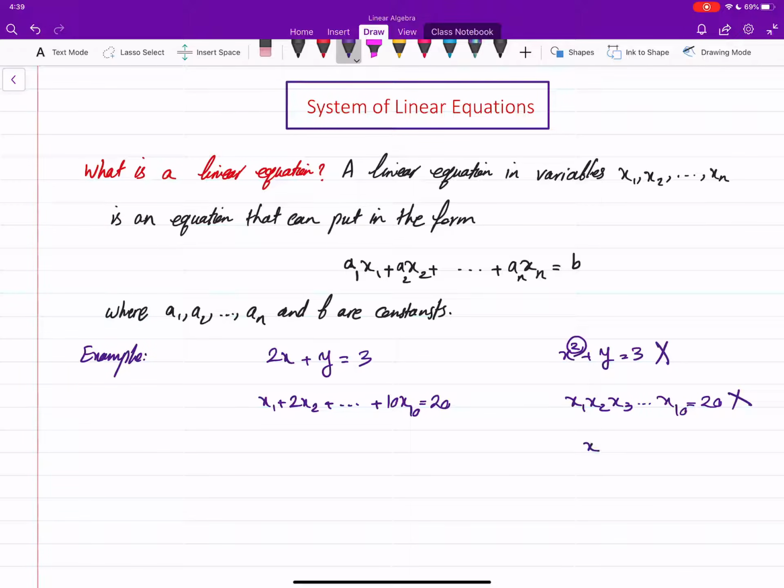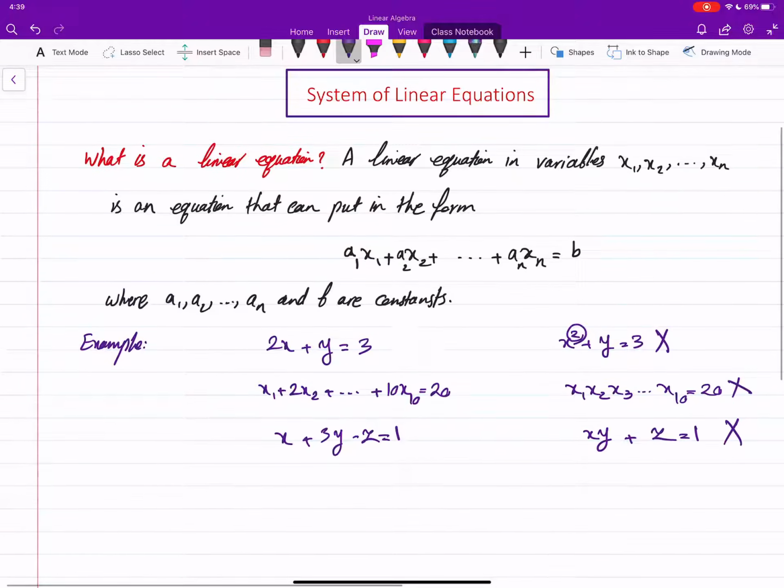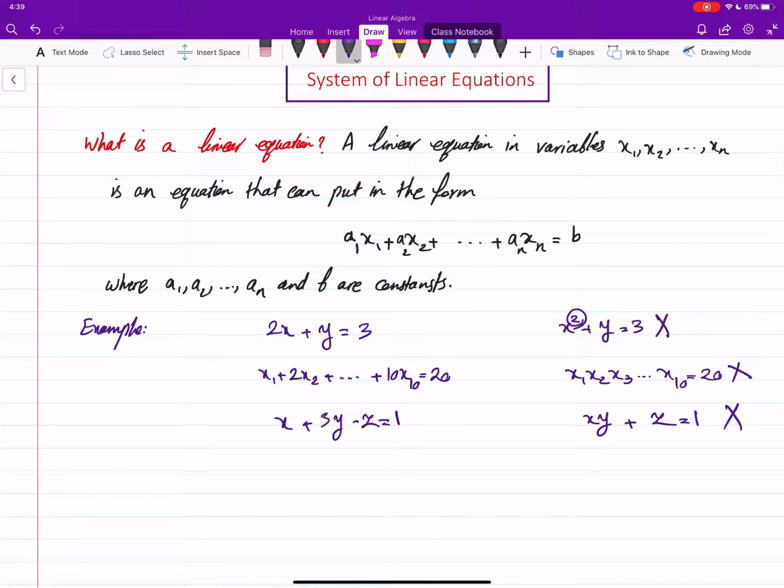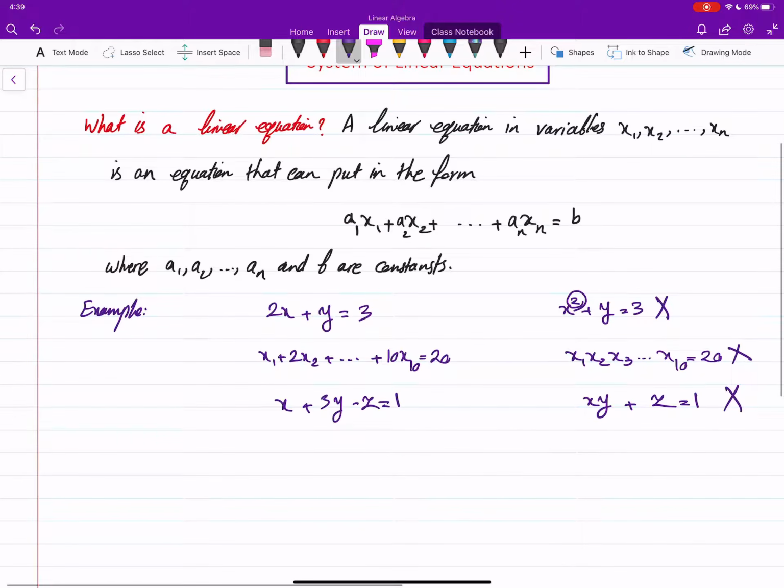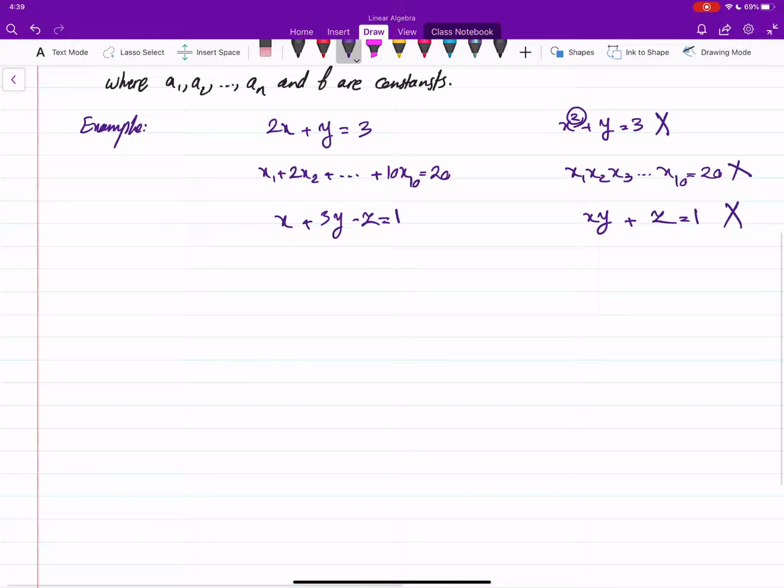Or a simpler version: this is not a linear equation. It is an equation in x, y, z, but it's not linear. A linear equation must be of this form, for example. So linear equations are this specific. You can write them in this form. And we already actually know something about these.